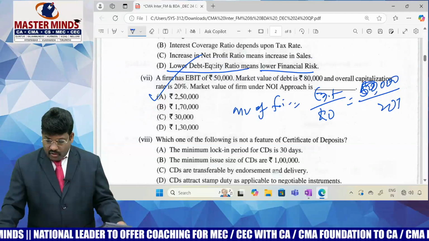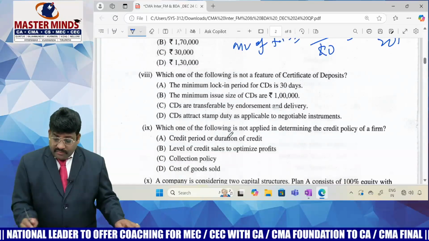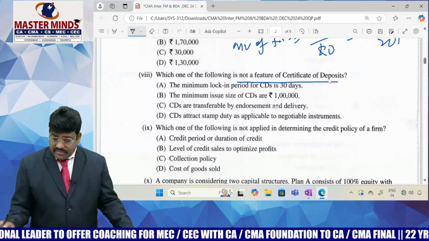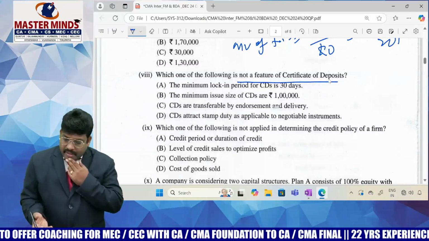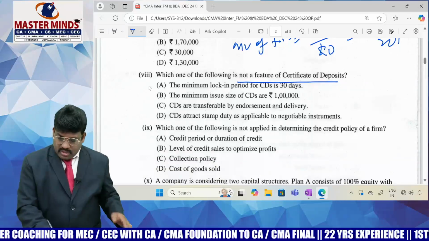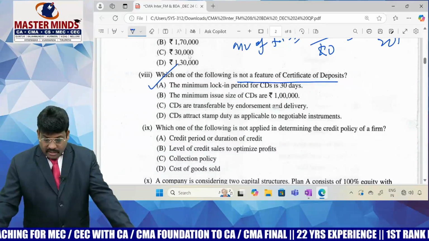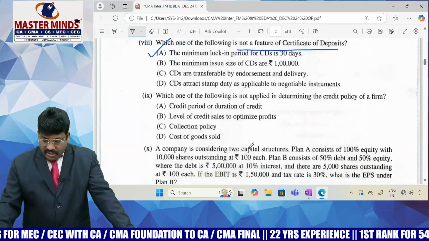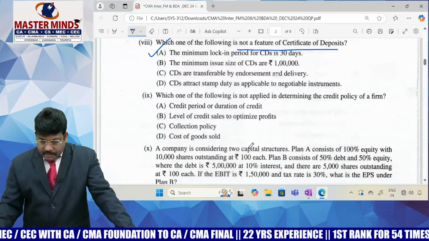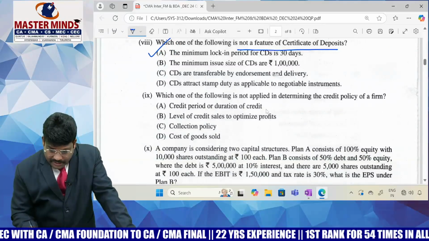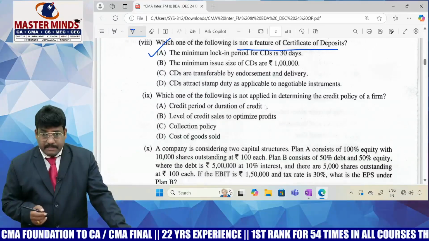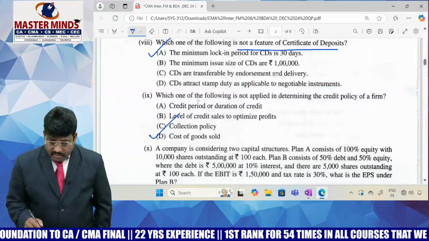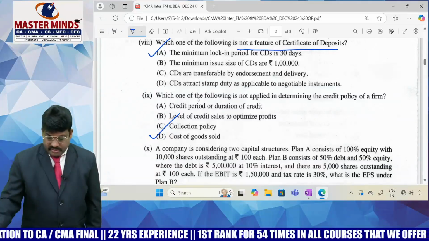Next, which one of the following is not a feature of a certificate of deposit? Certificate of deposit, the minimum locking period is 30 days. So this is wrong actually. Coming to the next, which one of the following is not applied in determining the credit policy of the company? Credit period, yes, acceptable. Level of credit, also acceptable. Collection policy, acceptable. What is not there? Cost of goods sold could not be considered, right?